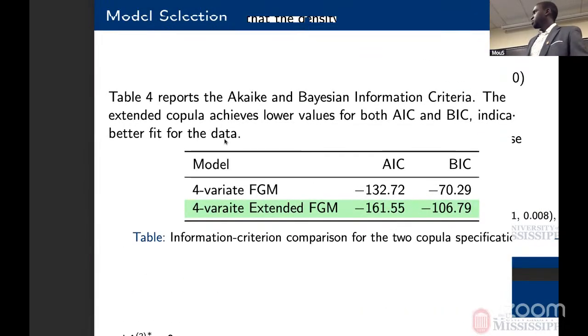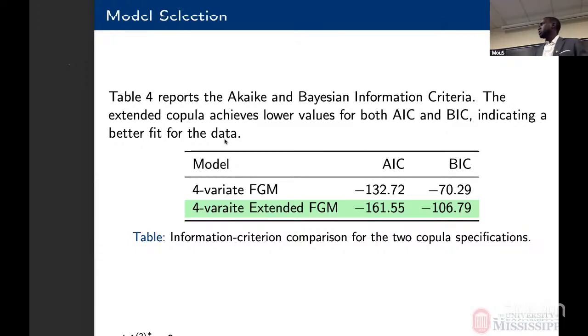So these are the 2 models that we will try to evaluate. And we get this table, which reports the Akaike and Bayesian information criteria. And we see that the extended FGM copula achieves lower values for both AIC and BIC, indicating a better fit for the data. We have this in green, which means we should have used the extended FGM copula instead of the normal case for our specific data set because it has a lower AIC.